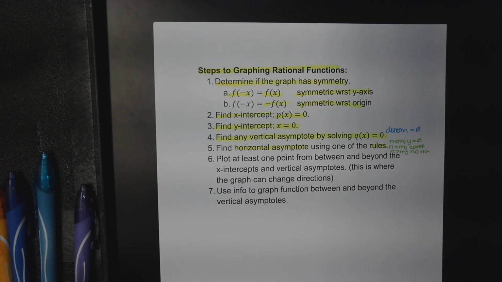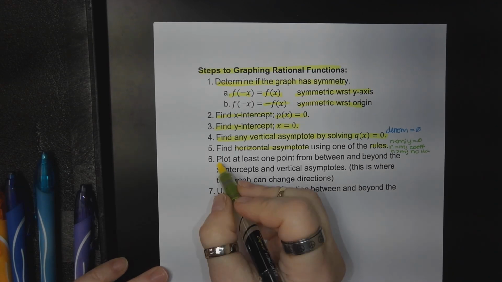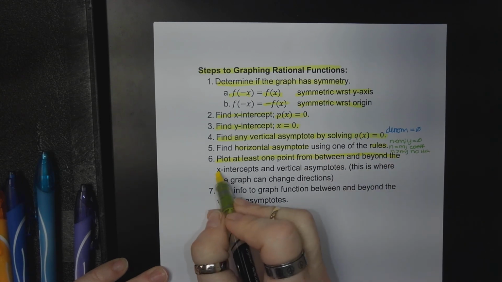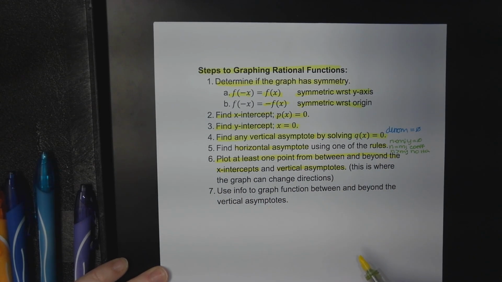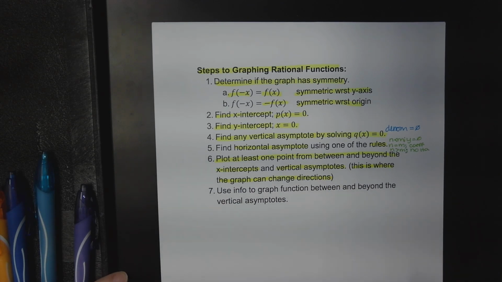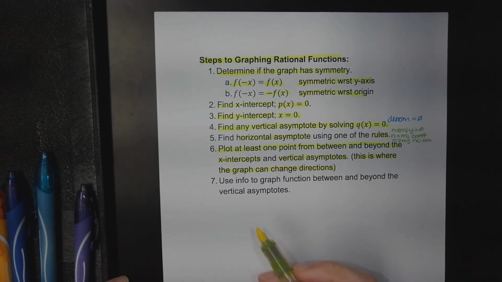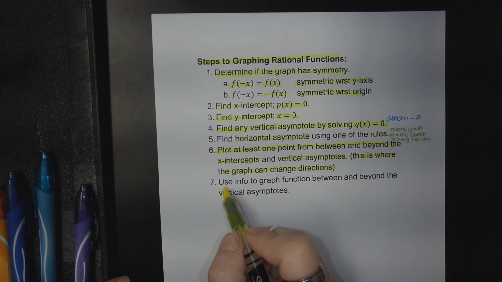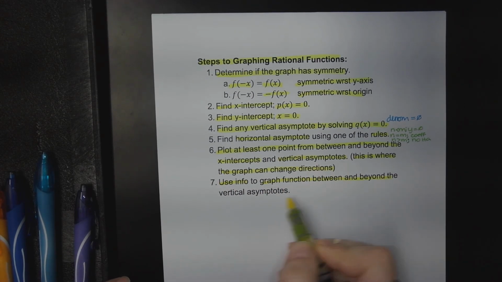Okay, now we're going to plot at least one point from between and beyond the x-intercepts and the vertical asymptotes. And this is because that is where your graph will change directions, okay? The x-intercepts and the vertical asymptotes is where your graph can change directions. That's why we do points between and beyond. And then now we're going to use the information to graph the function between and beyond the vertical asymptotes. So those are the 7 steps.